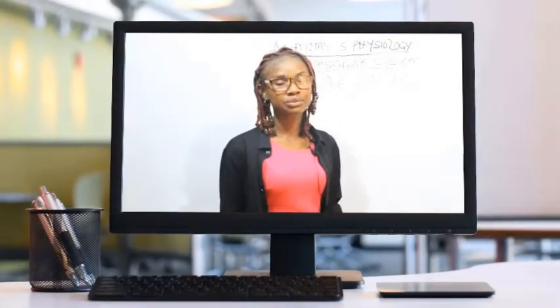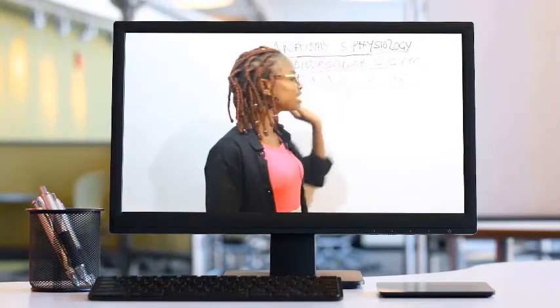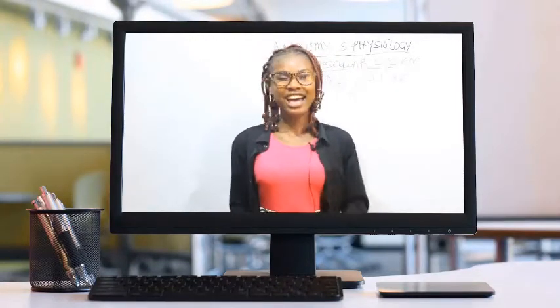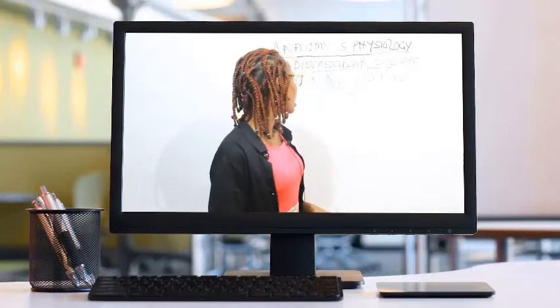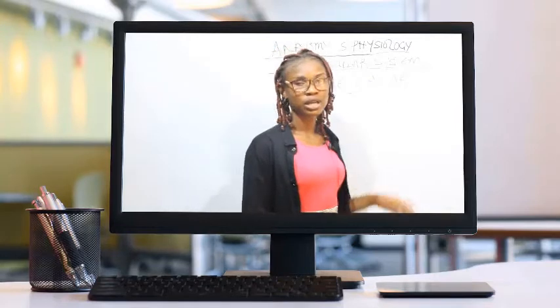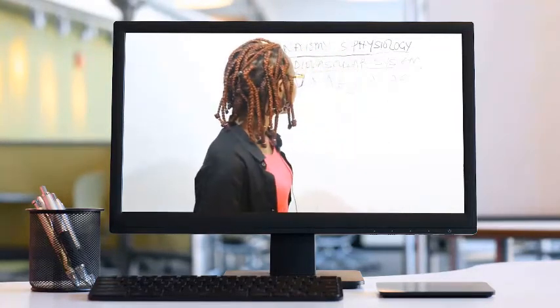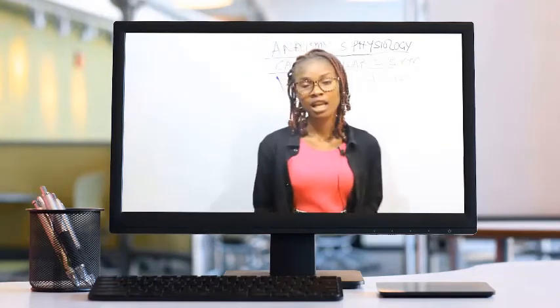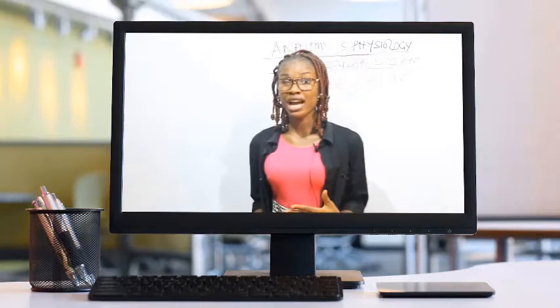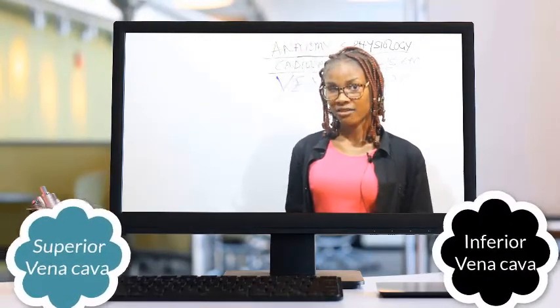So, looking at the main major vessels of the vena cava. The vena cava is actually a Latin word. It means vein and hollow, so vein and opening. The vena cava is where we have the superior vena cava and the inferior vena cava.